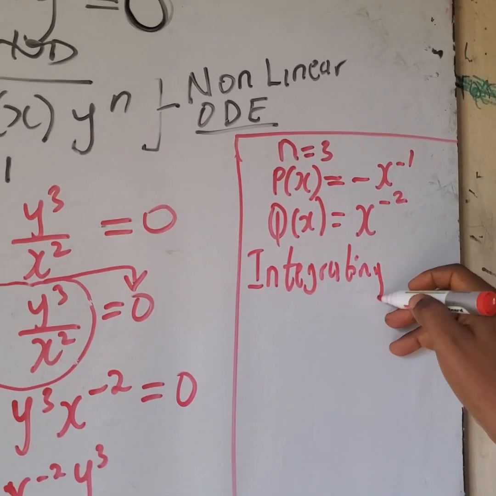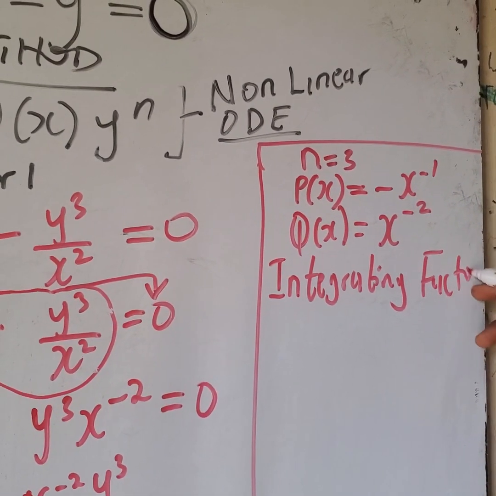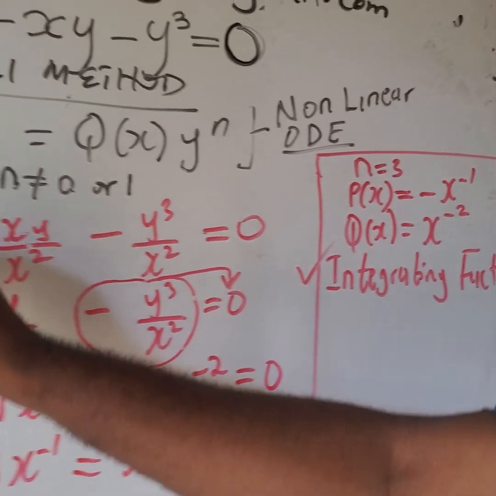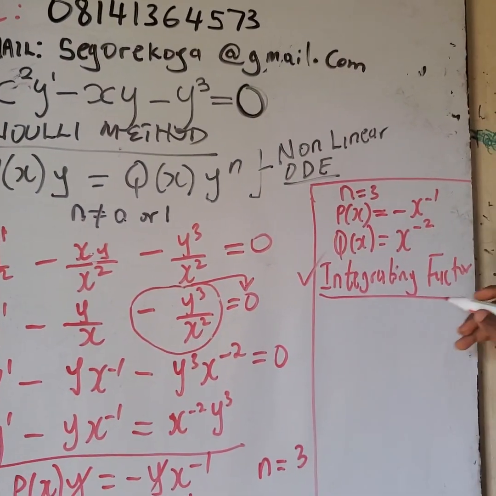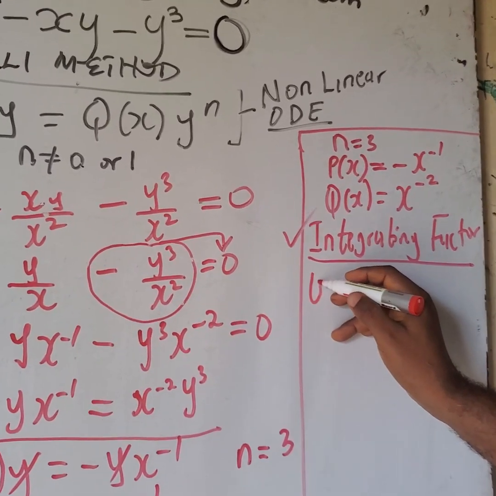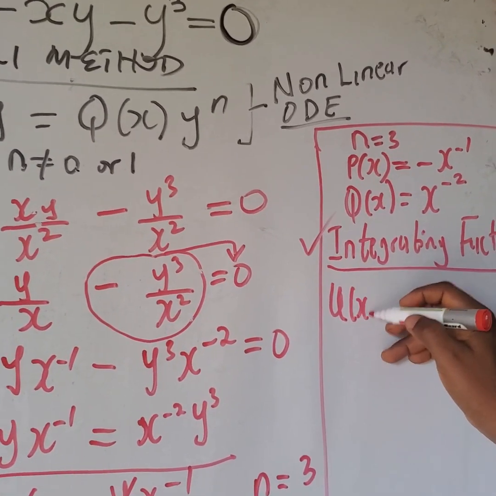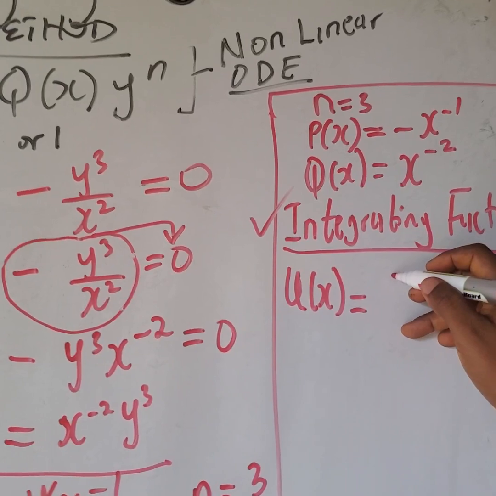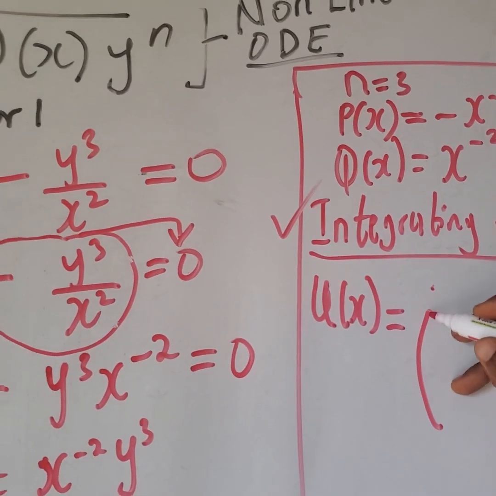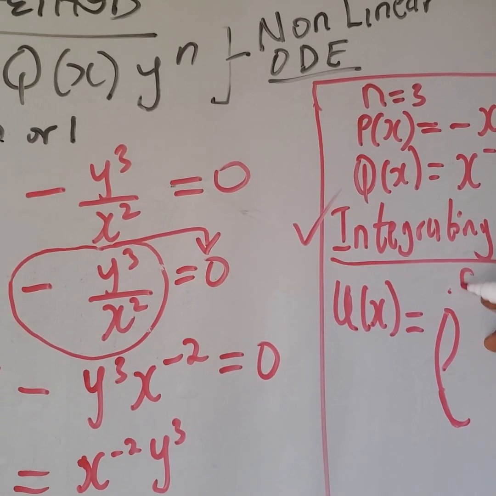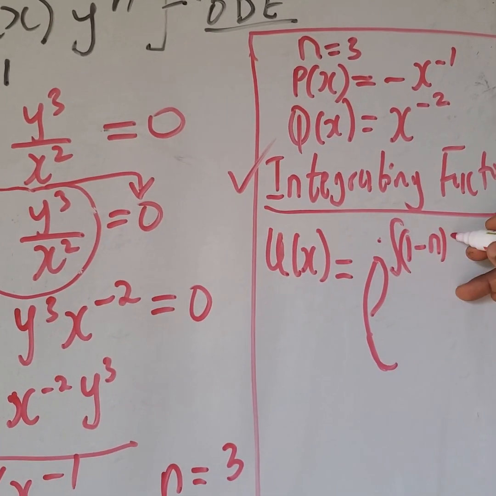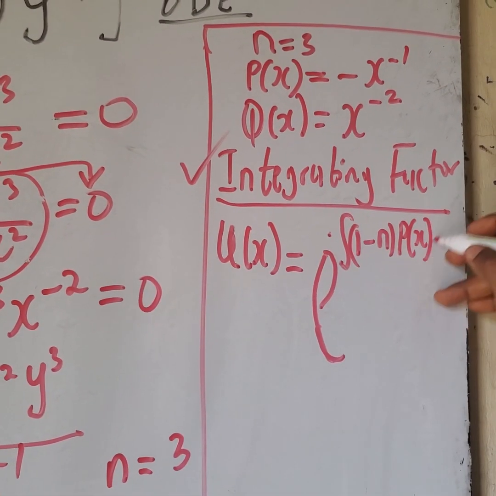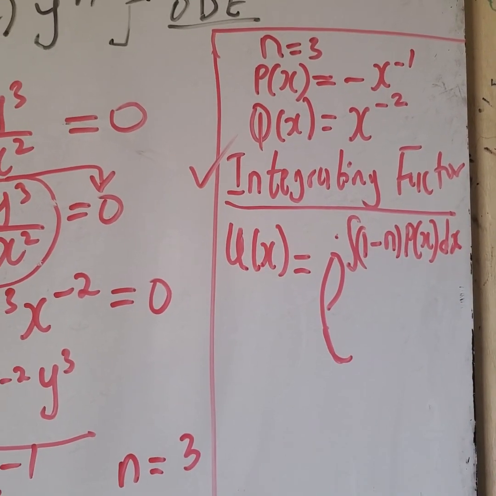Integrating factor. That is the next step. This is the first step: state this equation, then state this integrating factor. The integrating factor is normally a function of x and is given as e raised to the power integral of (1 minus n) times p of x dx.